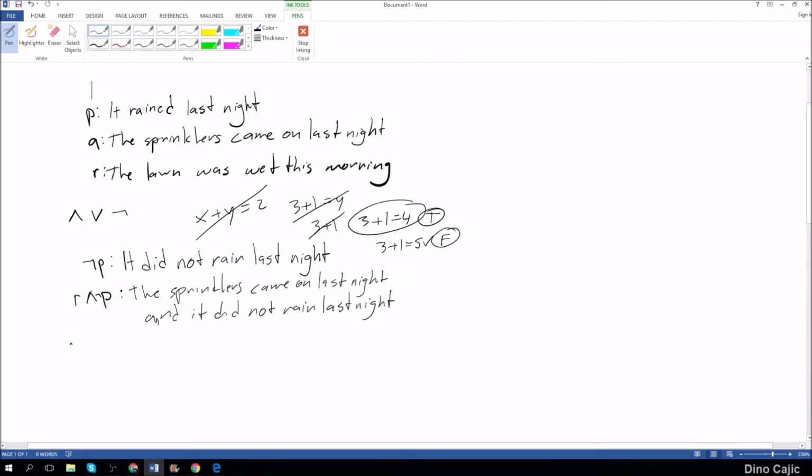Finally, let's look at one more example. Let's look at something like, for example, not R or P or Q. So the or symbol, if we wanted to combine these three sentences, which is basically what it's telling us to do, and negating R, we would start it off by saying either the lawn was not wet this morning, or it rained last night, or the sprinklers came on last night.